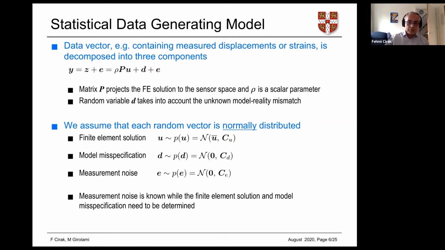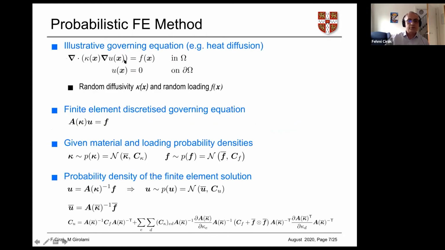Okay, so now we usually know the observation noise statistics. It's a characteristic of the measurement device we are using, right? But we don't usually know the model mis-specification, and we don't yet know the distribution or the density of the finite element solution. So we need to determine that. So first we look at the finite element solution. The density of a finite element solution we obtain with the probabilistic finite element method, which is a classical technique.